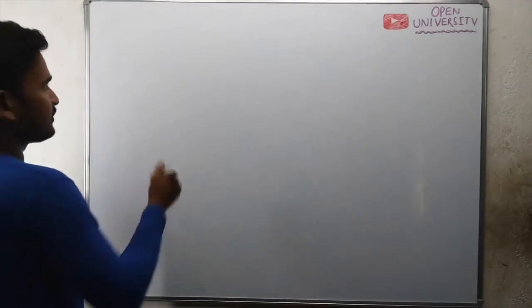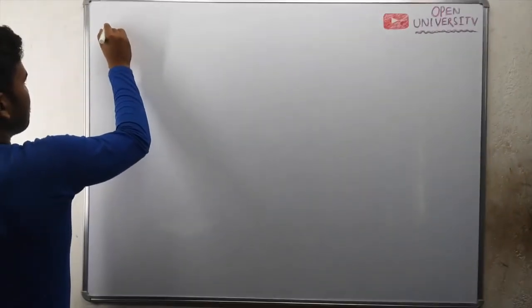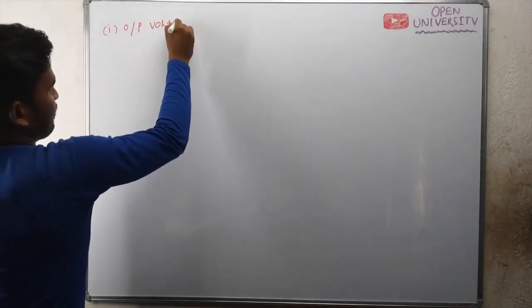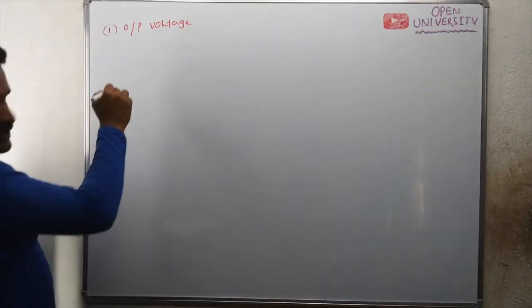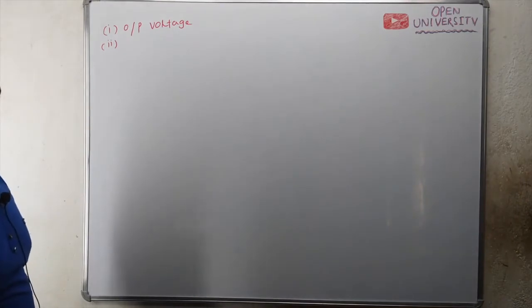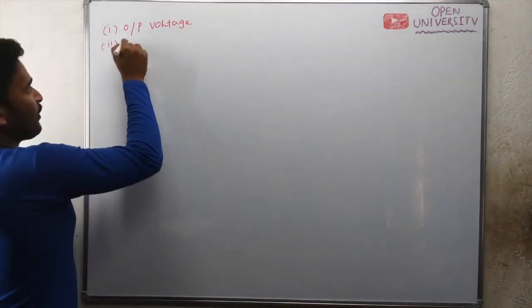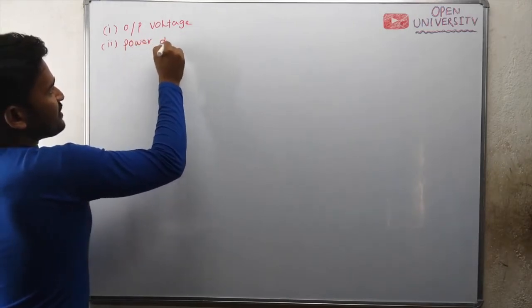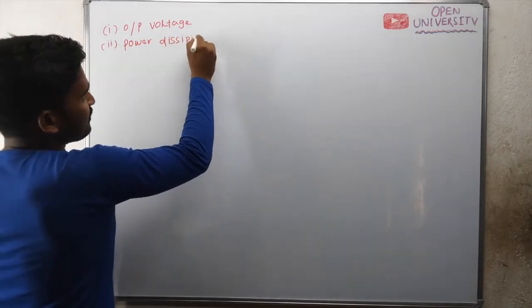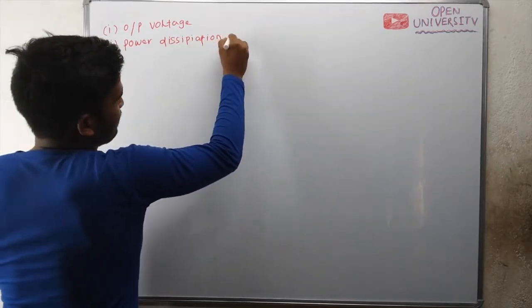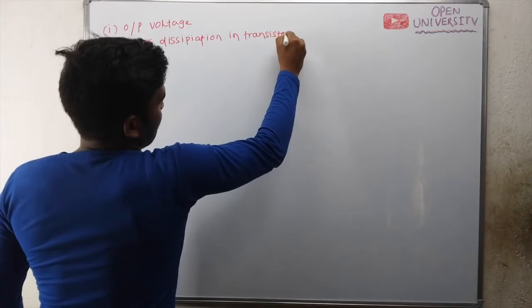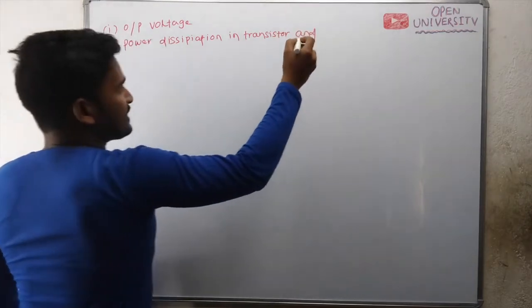First point, output voltage. Second point, power dissipation in transistor and Zener diode.